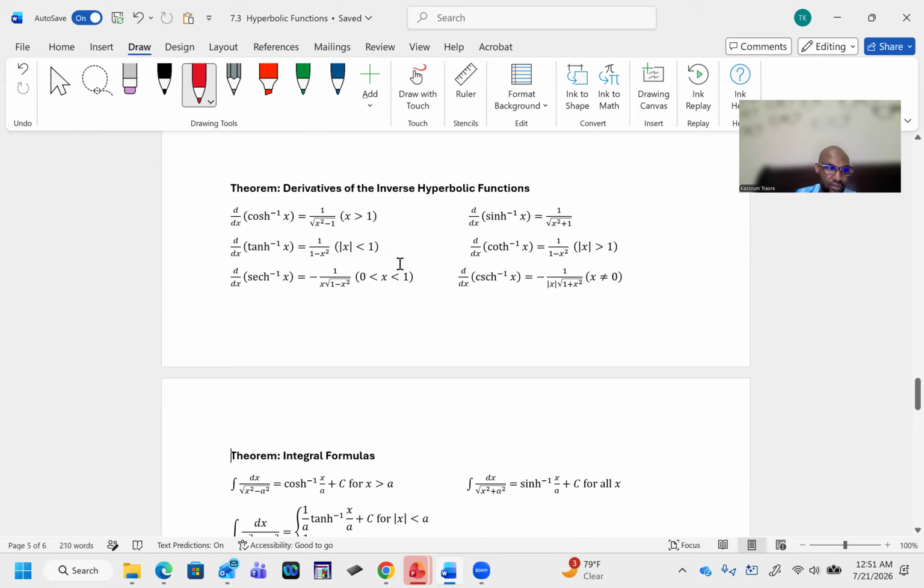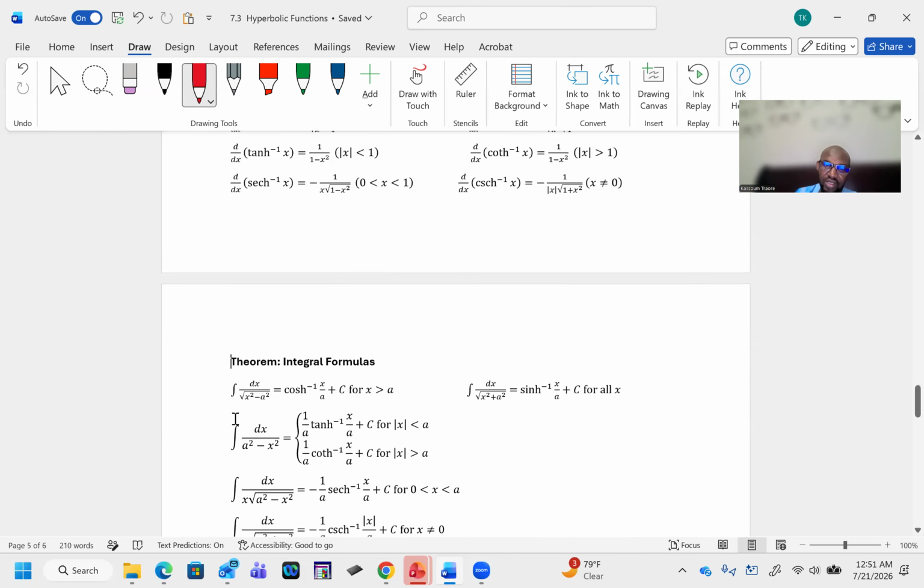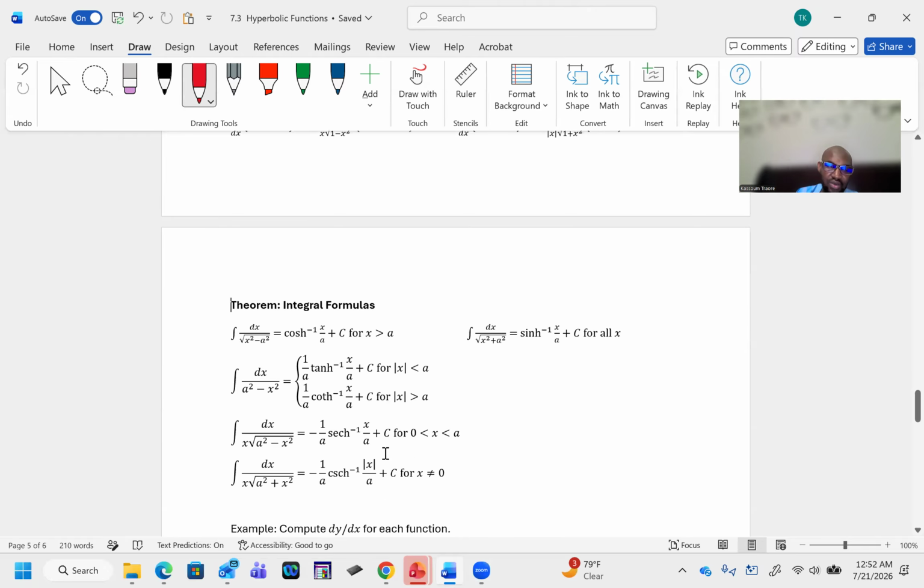So these are the derivatives, and we also have the integrals. If you know the derivative, you should be able to do the integral as well. This is really important to know, because there is no quotient rule and no product rule for integration. So sometimes by looking at it, you should know if you have an inverse hyperbolic function. That's very important.